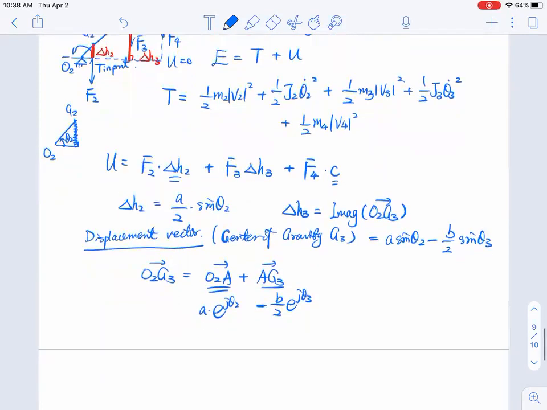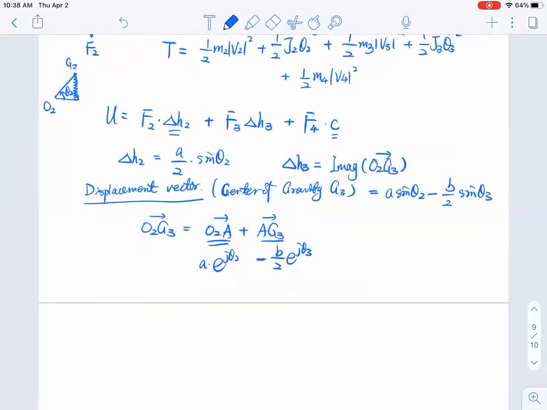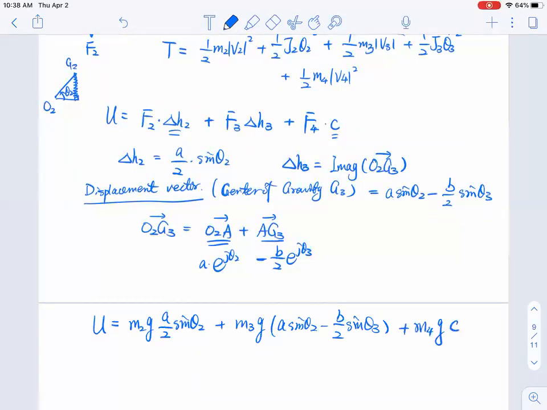All right. So up to this point, we find all the U, the total potential energy. Your potential energy U is equal to the gravity of link number 2, that's M2G times half A sine theta 2, plus M3G times (A sine theta 2 minus half B sine theta 3), plus M4G C. Okay, so that's your potential energy.